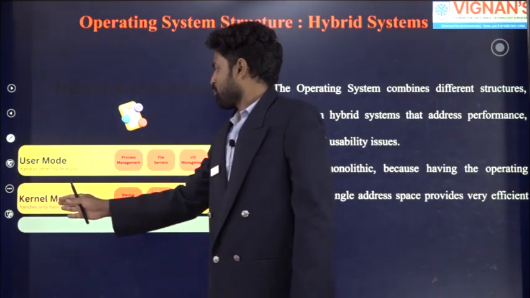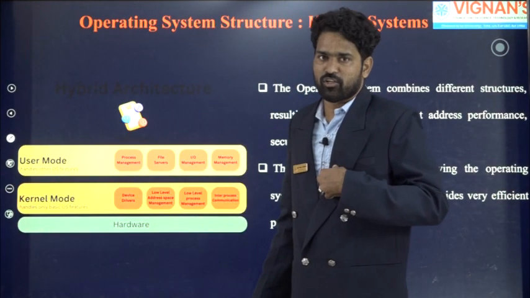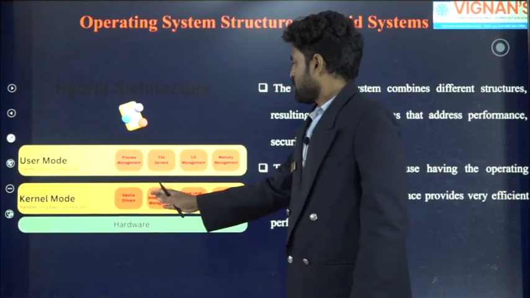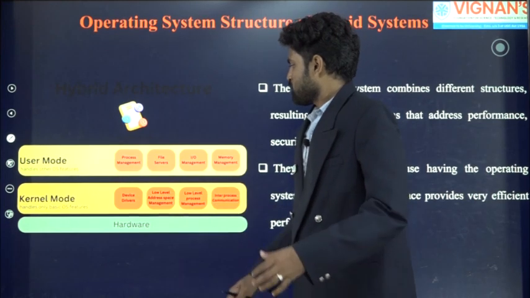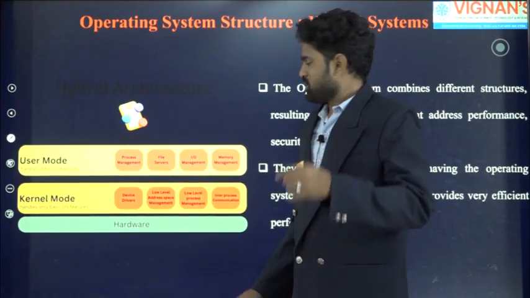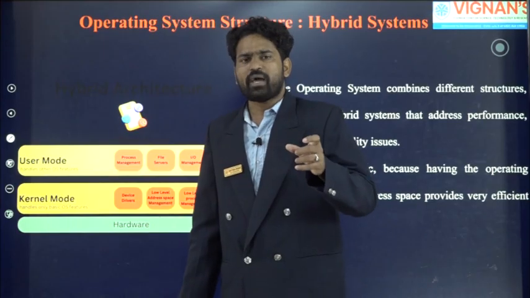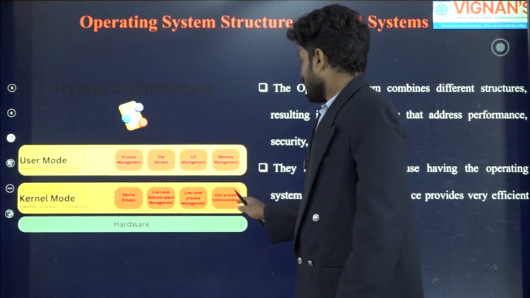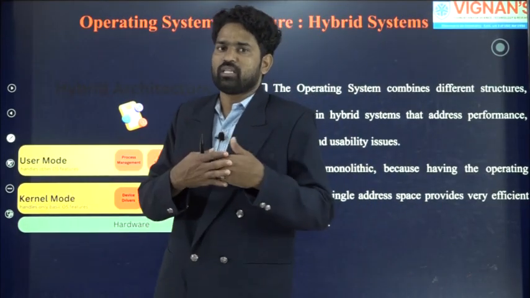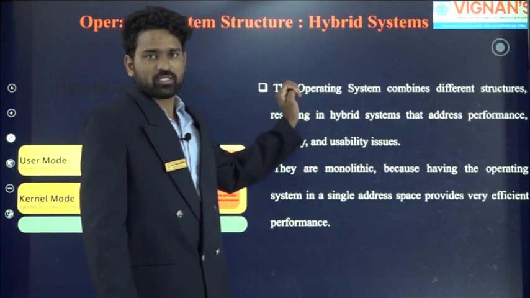After that, kernel mode. Here we have device drivers. What are the drivers that we are using? They will be handled by device drivers. Then low level address space management, which is handled at the low level. Then low level process management. What processes are in management, all will be handled here. And IPC, inter-process communication, how the processes are going to communicate with each other. So these are the things handled with the help of the hybrid system.